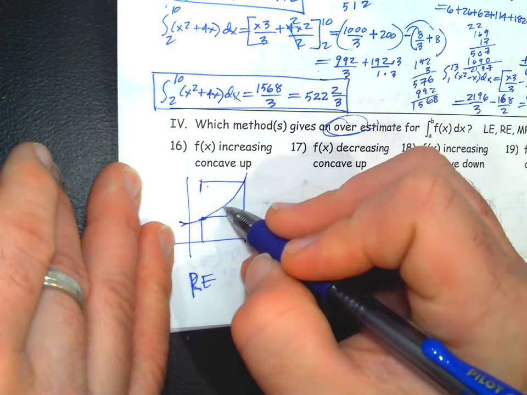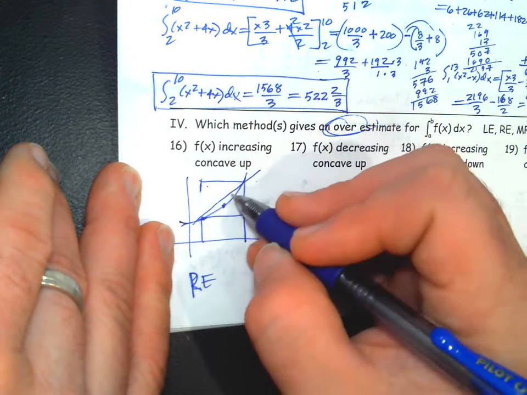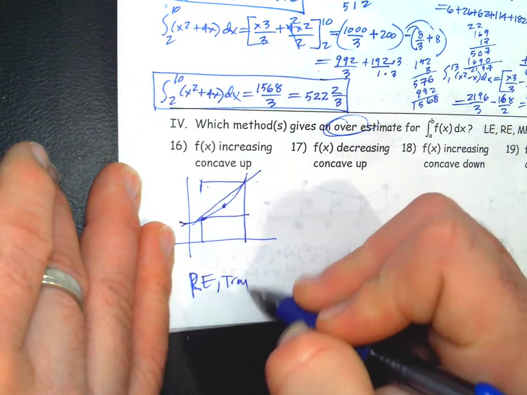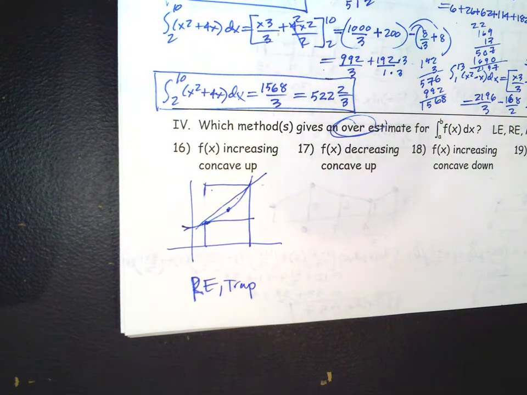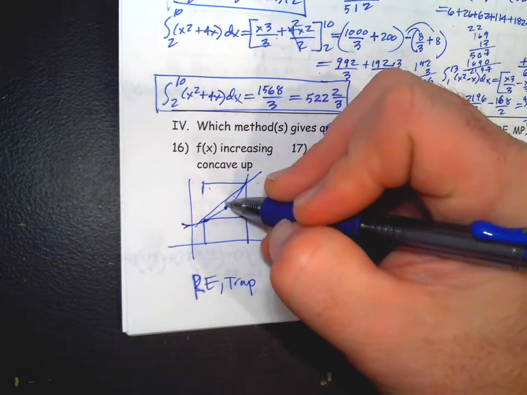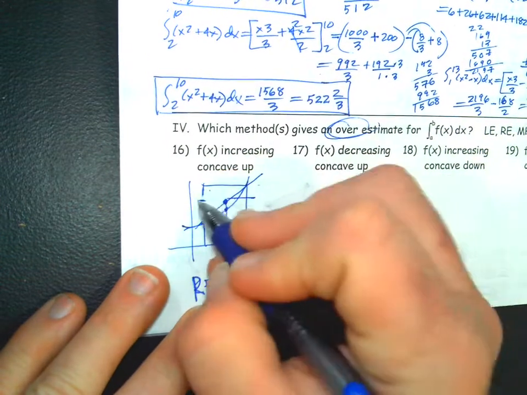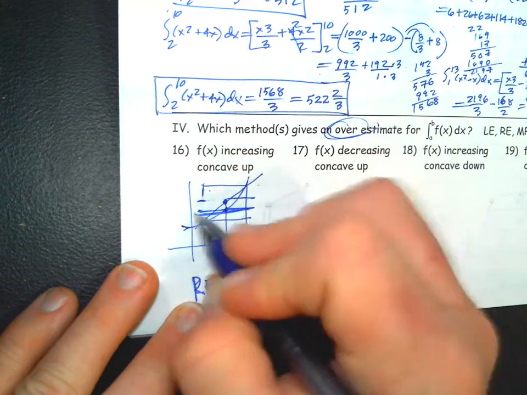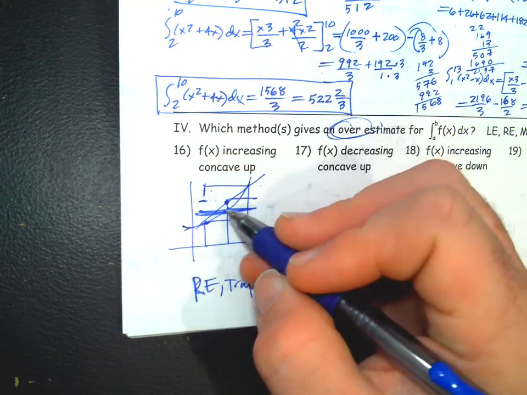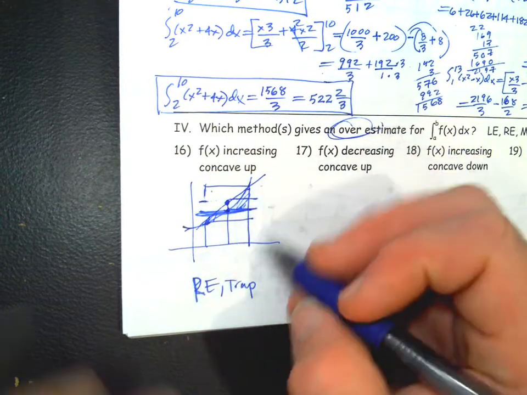Now, the other one, our trapezoids are easy. Look, if you draw a trapezoid, that's definitely an overestimate. So if it's concave up, trapezoids will always be an overestimate. Just draw the line. It'll show it's above it, right? Midpoint's the hardest one. If it's concave up, the graph is getting steeper as you go, and you're getting more underestimate than overestimate. So that one's an under.